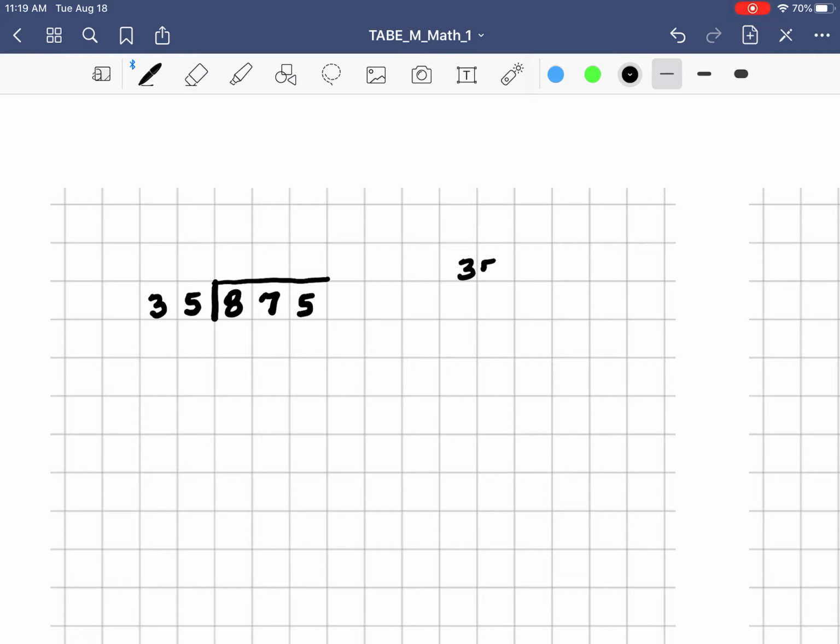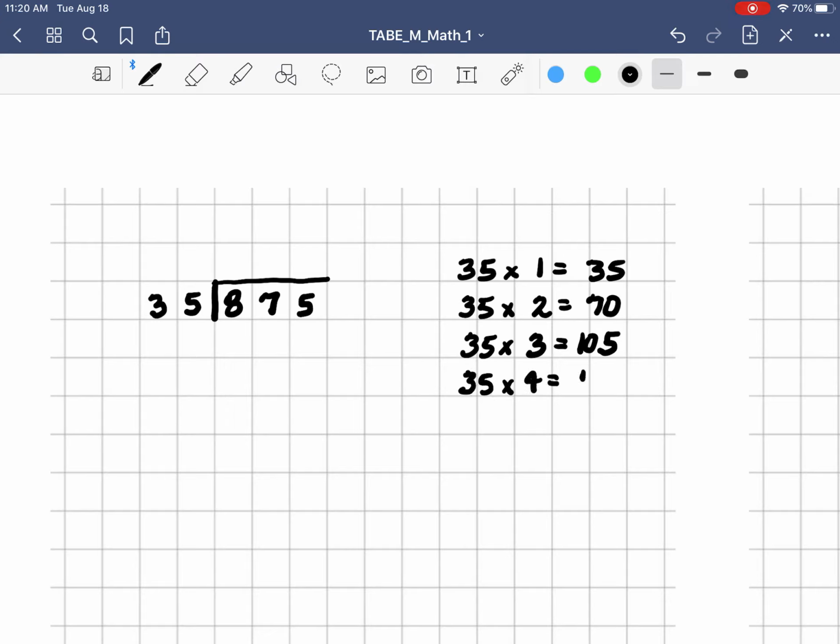So let's list our multiples of 35. 35 times 2 is 70. 35 times 3 is 105. 35 times 4 is 140. And 35 times 5 is 175. And let's see if that'll do it. If not, we'll add to it.